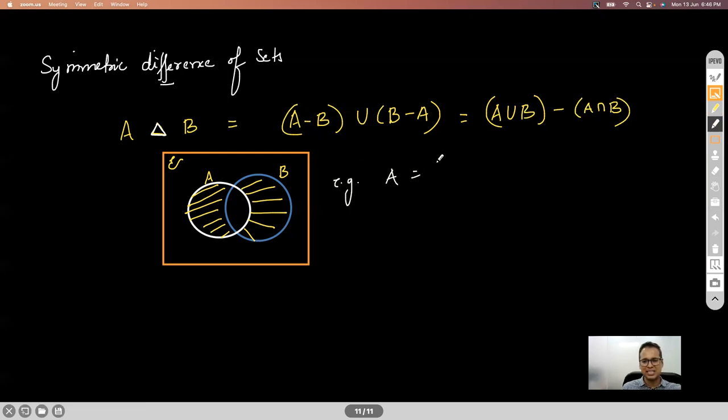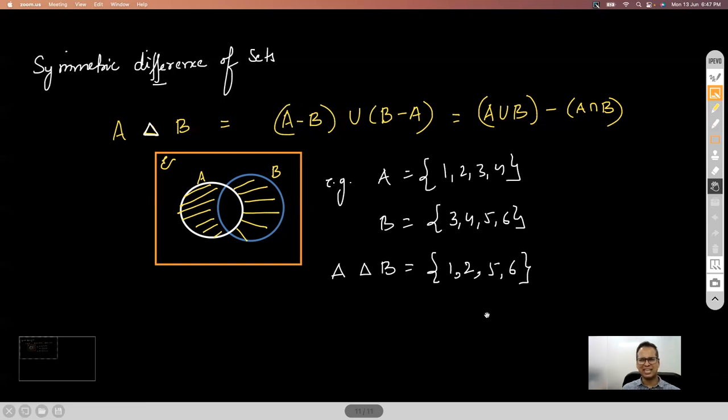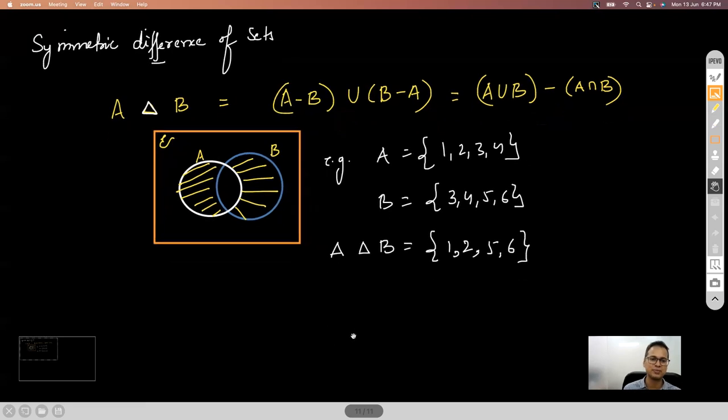Let's take an example. If I say A has 1, 2, 3, 4 and B has 3, 4, 5, 6, then what is A delta B? Tell me quickly, A delta B. A minus B has the elements 1 and 2, and B minus A has 5 and 6. So 1, 2, 5, 6. Absolutely. Is it fine? Any questions? Not that important an operation, but if they ask you this in competitive exams, you should be able to answer what the symmetric difference of A and B is.